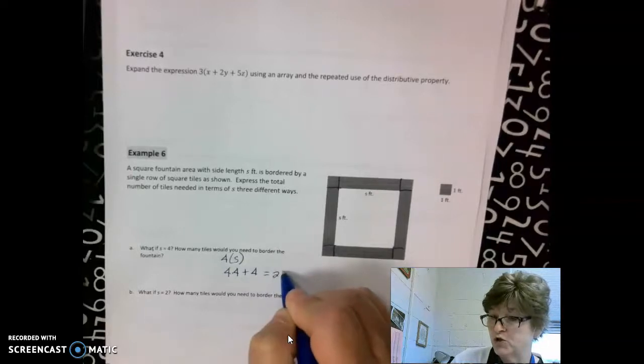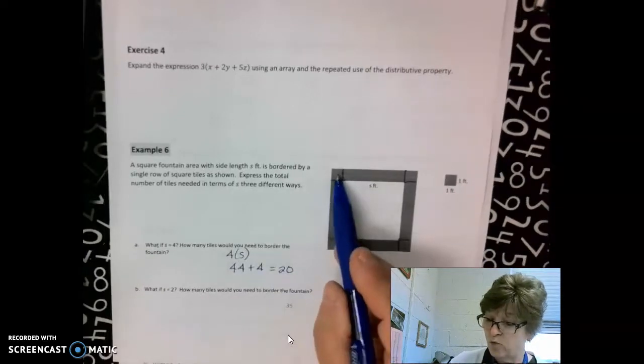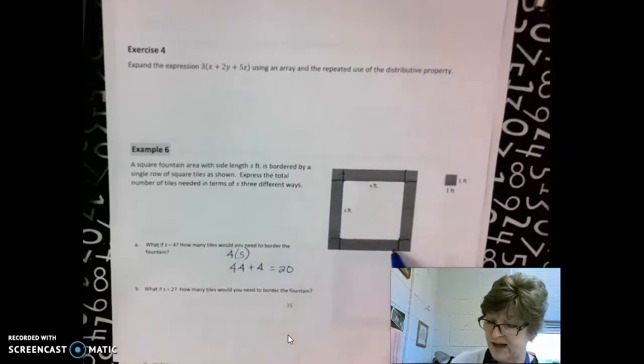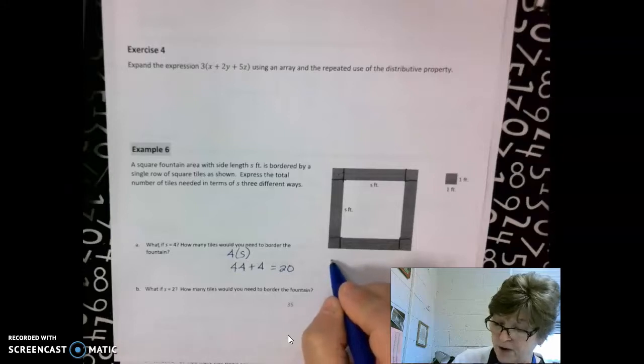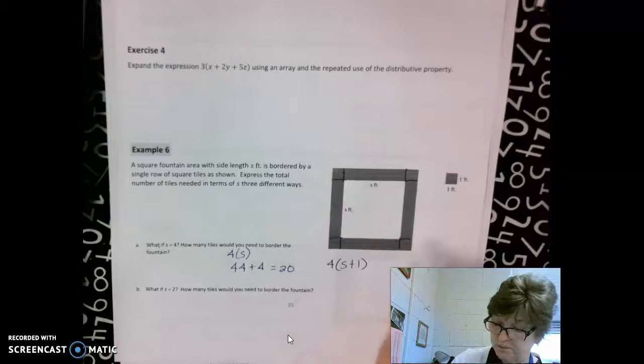which totals 20. Now you may be wondering what does this have to do with the distributive property? Well, you actually have 1 corner attached to each side. So your distributive property would be 4 times s plus 1.